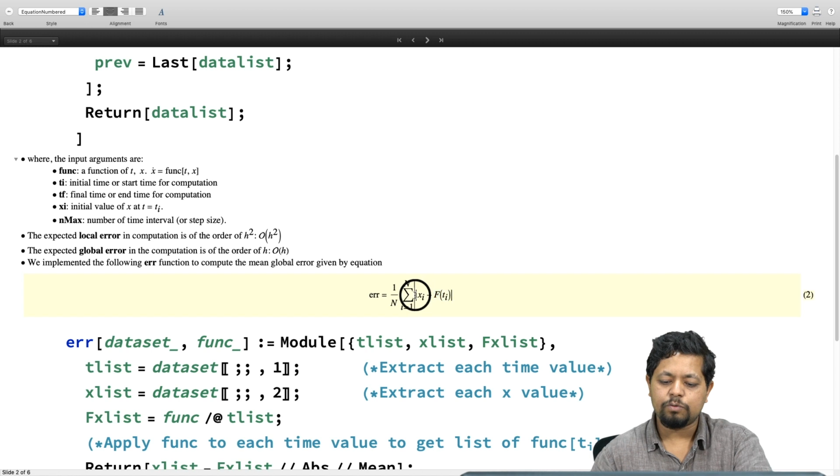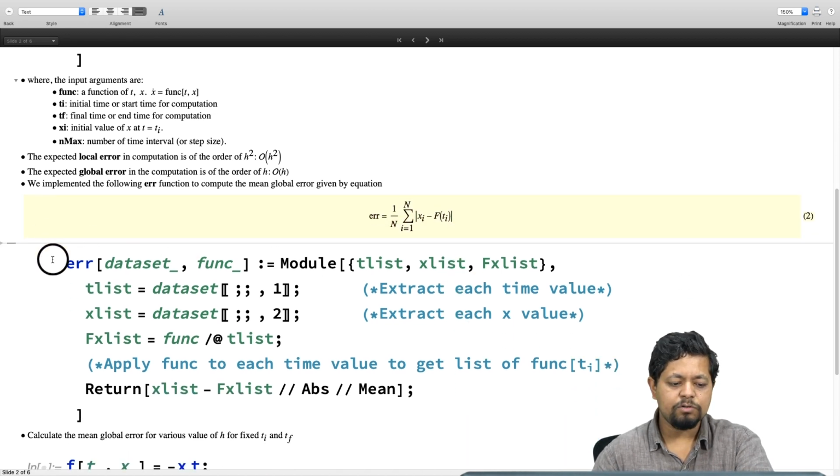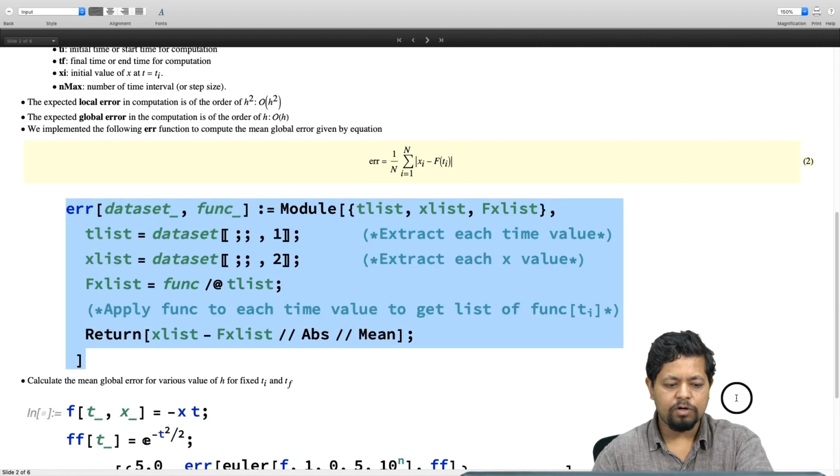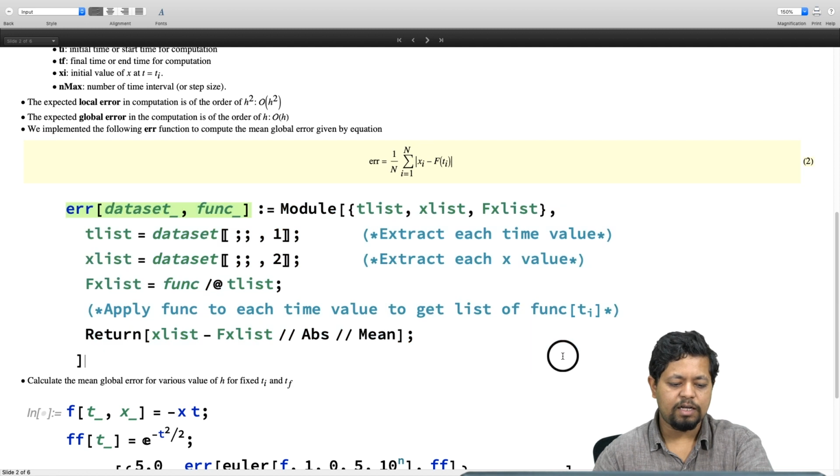We take the difference of the two, take the absolute value and sum over all i's from i equal to 1 to n, and then we divide by n to calculate the mean absolute error or mean absolute deviation. So in order to do that, we'll again use the module construct, and we wrote down the error function. This is something we did last time, so this is a quick review of that.